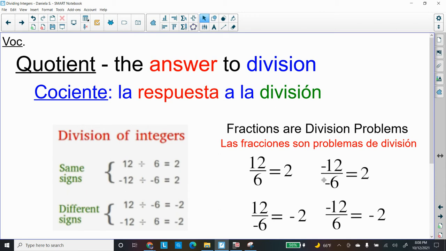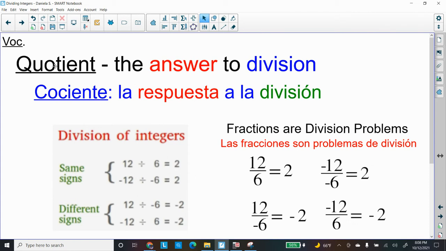So negative 12 divided by negative 6 is also equal to 2. So the signs are the same, equals positive. When the signs are different, 12 divided by negative 6 would equal negative 2, or negative 12 divided by positive 6 also equals negative 2. So when the signs are different, it is equal to negative.